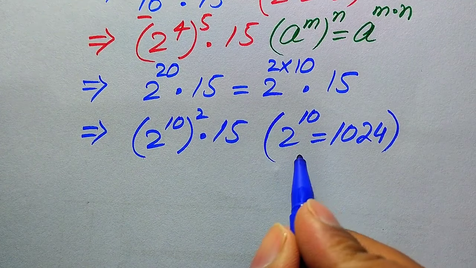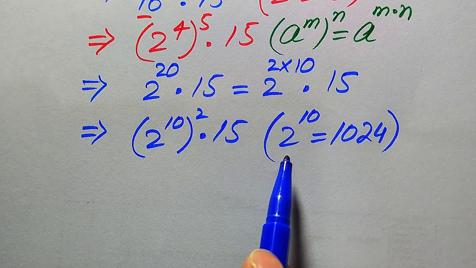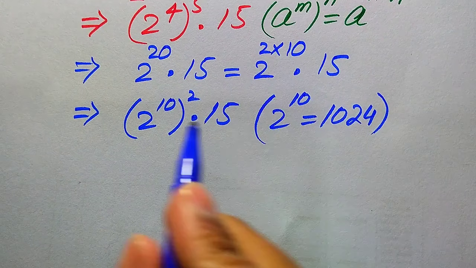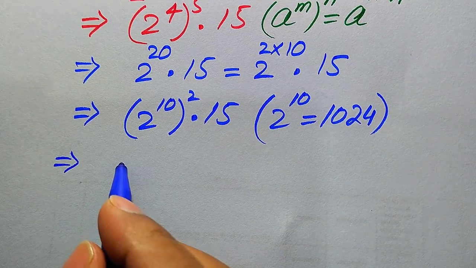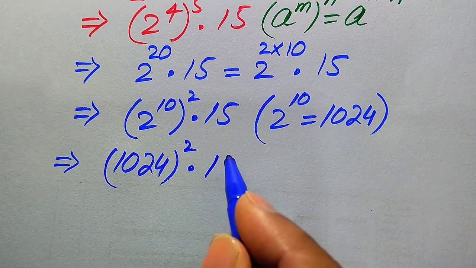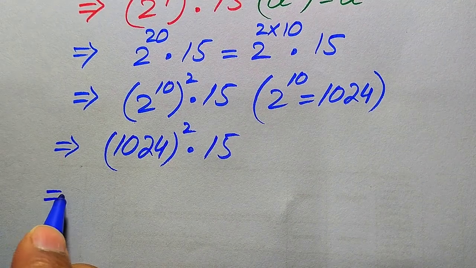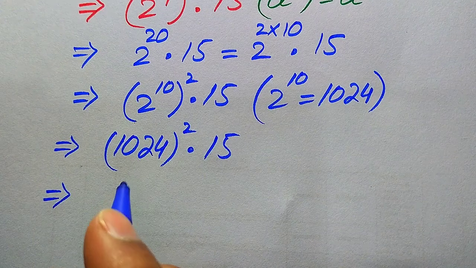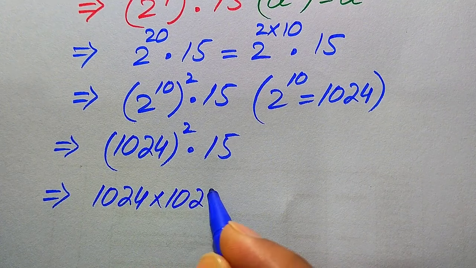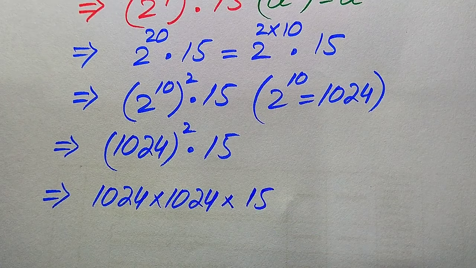I hope you can find this value easily without using the calculator, because you just need to multiply 2 ten times. Now we replace this value in the base of this term, and it becomes 1024 whole square multiplied by 15. You very well know that the meaning of 1024 whole square is that we multiply 1024 with 1024, and at the last its resulting answer is multiplied by 15.